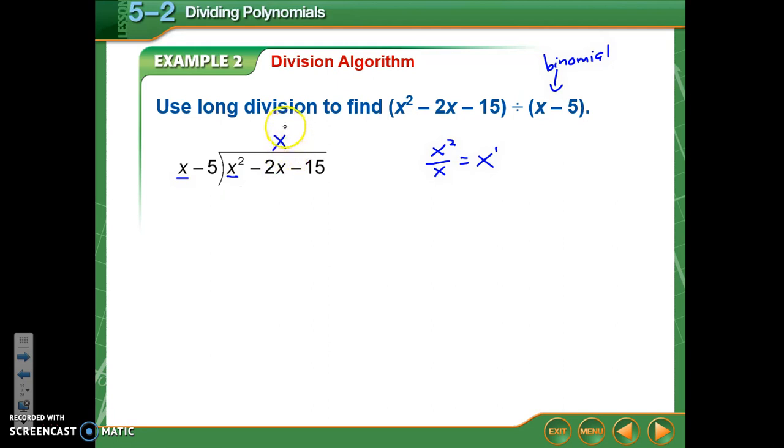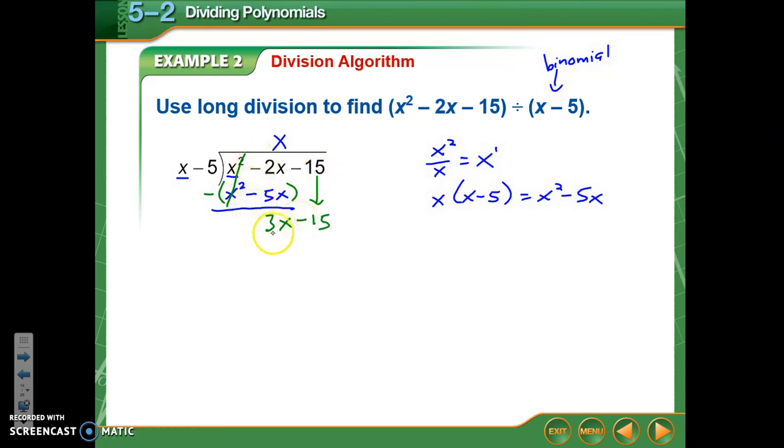Then what I do, just like with the long division, is the thing that I write up here, which in this case is a variable, I multiply it by my divisor. So I'm going to take x times x minus 5, and that's going to give me x squared minus 5x. And I'm just going to write that here directly below this part. And then I'm going to subtract. I suggest that you write parentheses so that you remember you're subtracting both terms. X squared minus x squared is 0. Negative 2x minus negative 5x is positive 3x. And then we're going to bring down our next number, negative 15.